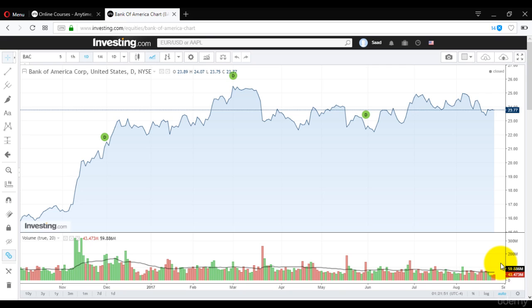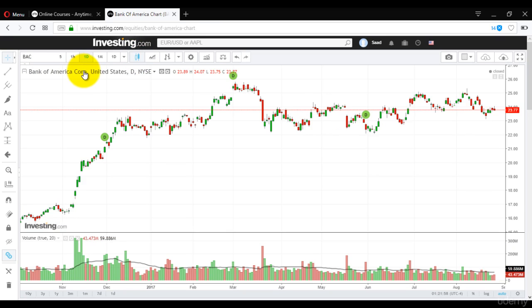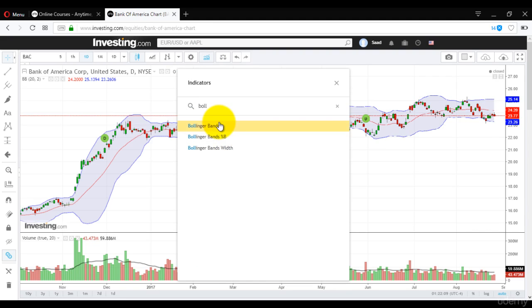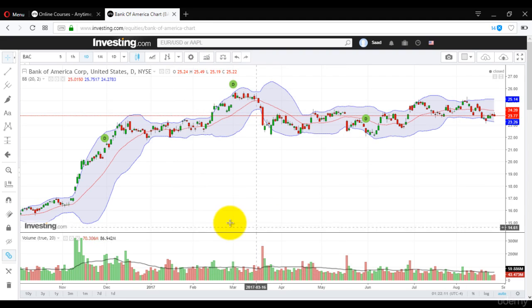Hi, today we will discuss the bullish risk reversal strategy. I've selected Bank of America Corporation stock, I have selected the 1 day timeframe, and I am selecting Bollinger Band. And here we go.